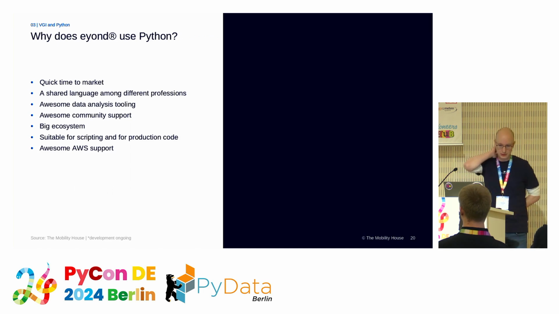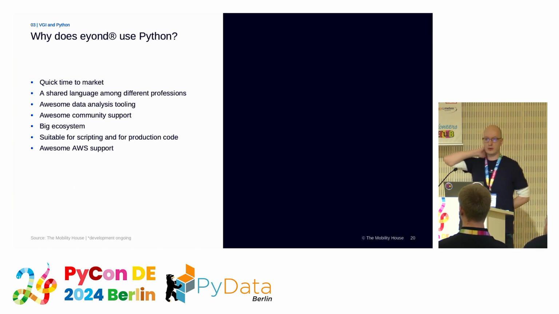So why actually does Eon use Python? Why do we still think it's great? Of course, a quick time to market, but sometimes what is even a lot more important, if you look at the backgrounds of the people in the room, I guess you will quite quickly see it's diverse. The people come from a lot of different professions, and that's really great. That's also what we try to utilize in our teams. It's a shared language among professions, and kind of every software engineer speaks it.